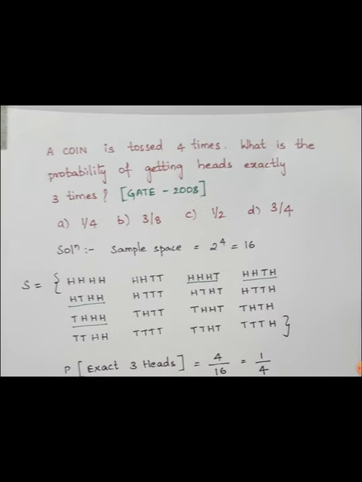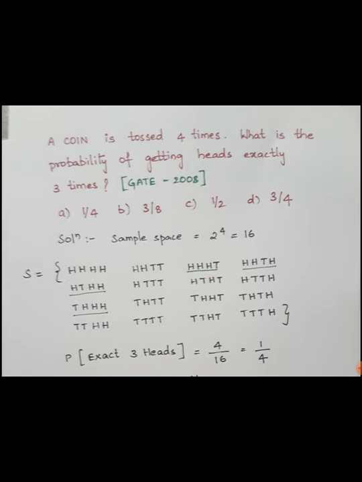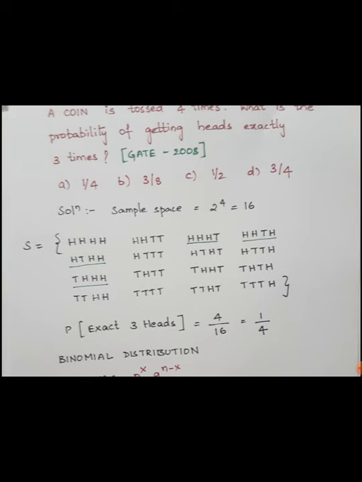Then we go on to the GATE questions. A coin is tossed 4 times. What is the probability of getting heads exactly 3 times? See here, a coin is tossed 4 times, so the possible outcomes are 16. And what is the sample space? HHHH, HHHT, and so on. So we write all the possible outcomes.